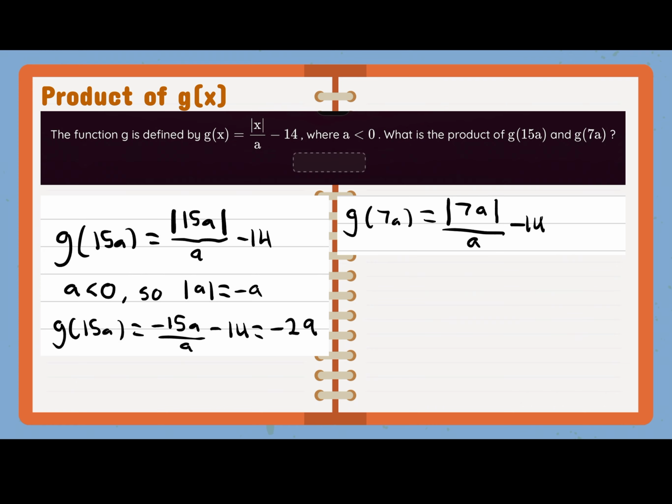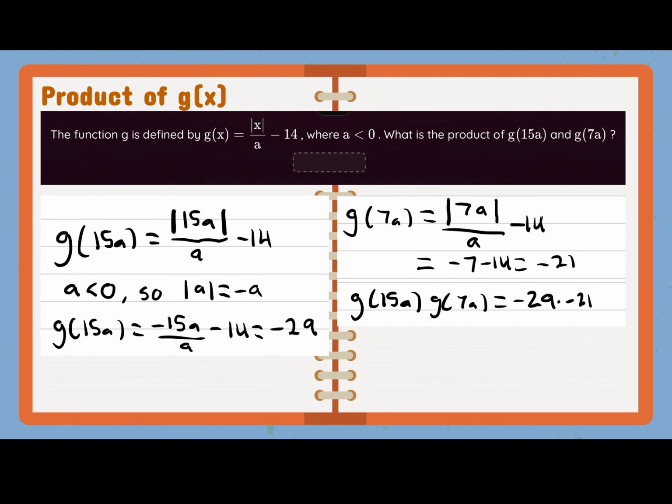Same thing for this one. We have that negative 7 minus 14 equals negative 21. And then multiplying those both, you get 609.